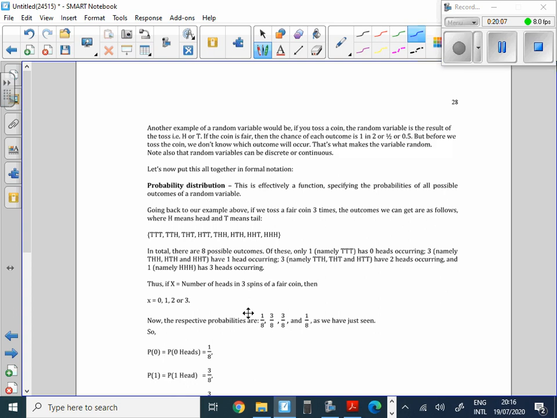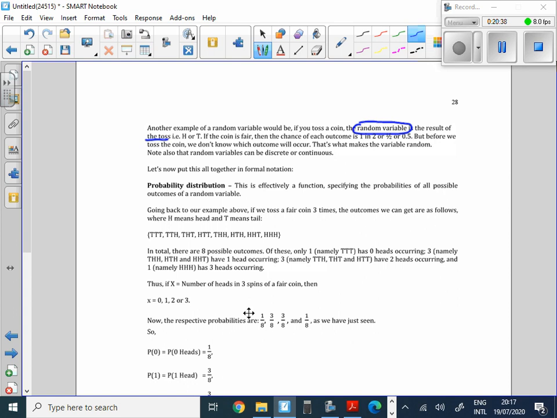Good. If we talk about the top of page 28, another example of a random variable is a coin toss. And remember, a coin toss can only be one of two things. It could be a head or a tail. So what is the random variable? The random variable is the result of the toss. Same thing with the share price, it's the outcome of the share price.